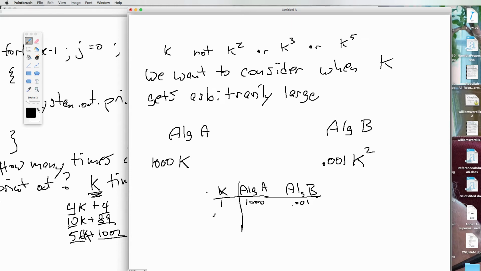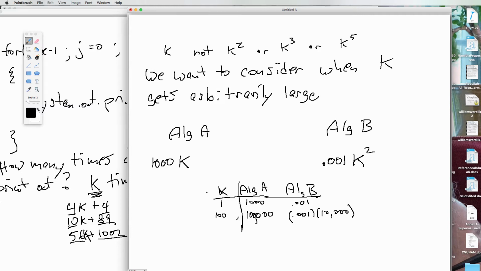But what happens if k is, say, 100? Well, if k is 100, then what's going to happen is algorithm A is going to take that long, which is 100,000, and B is going to be 0.001 times, let's see, what is 100 squared? Well, that's going to be 10,000. Okay, and we can see that algorithm B is still much faster than algorithm A. But what happens here?